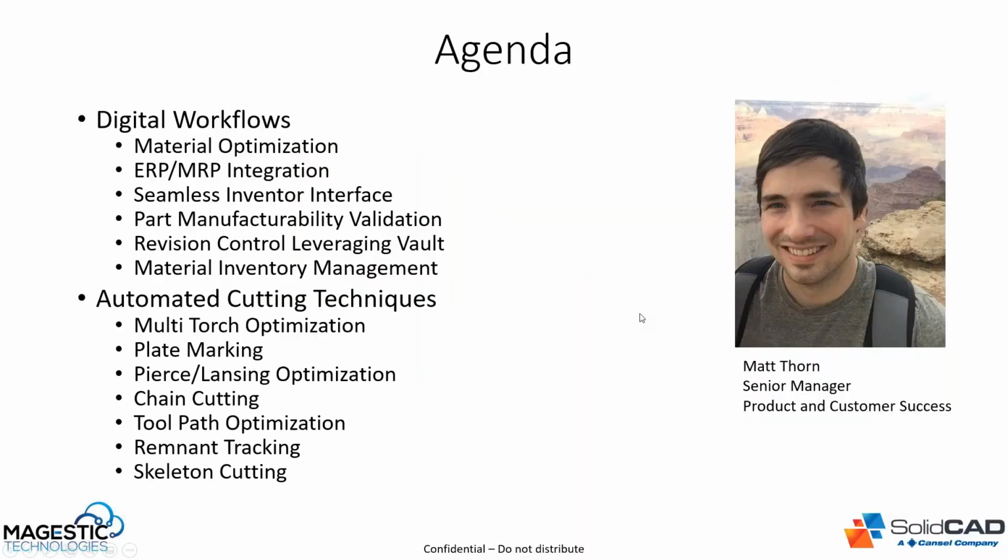So a little agenda for today. We're going to be going over some digital workflows, looking at material optimization, ERP, MRP integration, the interface from TruNest to Inventor, leveraging some revision control via Autodesk Vault, managing our material inventory, and tracking remnants throughout the cutting process as well. Then specifically for the heavy plate technology, we're going to look at multi-torch optimization, some pierce and lancing optimization, as well as plate marking, chain bridge cutting, some toolpath optimization, and skeleton cutting.